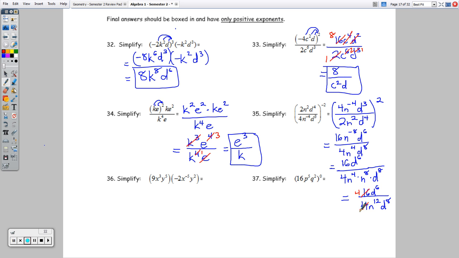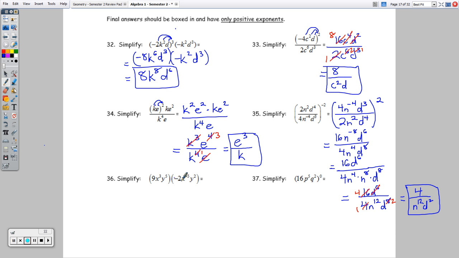I can reduce this to 4 and 1, and then there's 6 d's here, 8 there, so I'm going to get rid of 6 down there. My final answer for this one should be 4 over, and then 1 n to the 12th d squared. I don't have to write the 1 in there. I should just get what I see there.